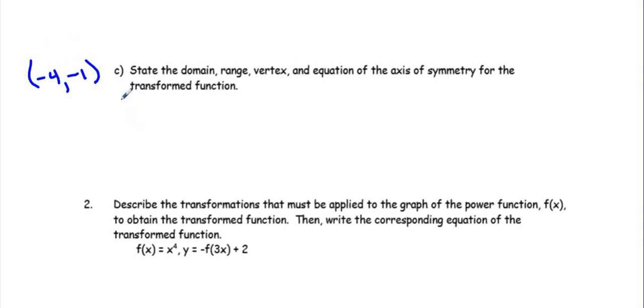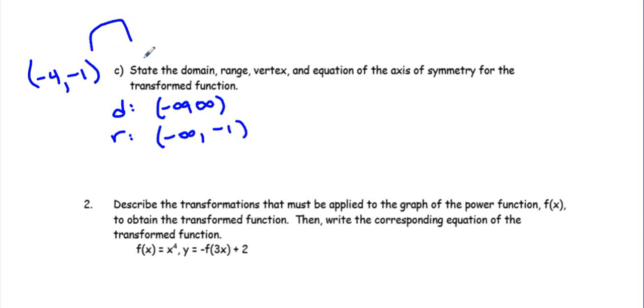So for the domain of any quadratic function or even degree function, you're going to end up with negative infinity to infinity. And for the range, you're going to look at that max value of negative 1. And this is where you want to go from negative infinity to negative 1. So if you've got this, you're thinking, what's the smallest value up to my maximum value?